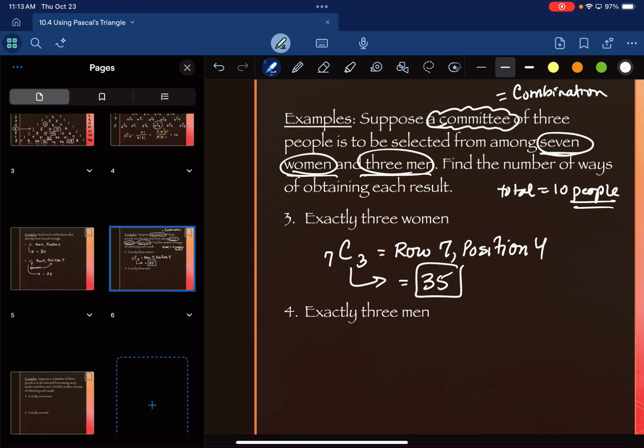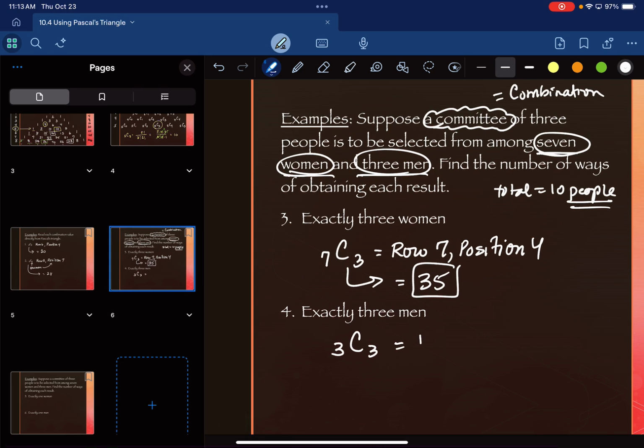Okay? How about exactly 3 men? There's 3 men to pick from. And how many am I choosing? 3. Now, you probably at this point know that if it's a combination and the number at the beginning and the end match, the answer is going to be 1. Okay, that's a true fact. So if you have 7C7, 8C8, 10C10, the answer is going to be 1. But let's actually show that that works. Okay, so this should be row what? Row 3. What position?